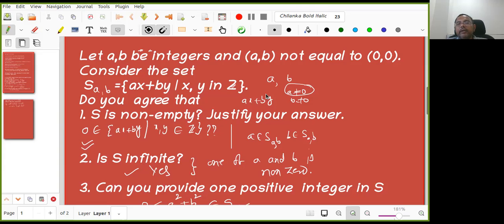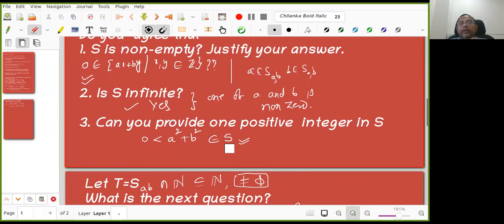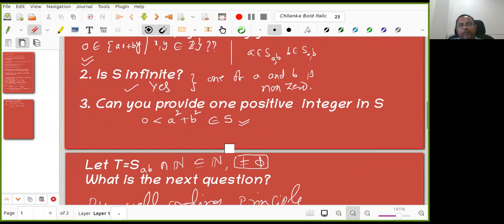If a is greater than 0, then what can I choose for x and y? You can choose x equal to 1 and y equal to 0. Yes. If a is less than 0, then we'll have to take a bigger number for y. I do not know about b, right? So think about it. I think many of them understood. You also think about it. What I want to say is that you need not restrict to a squared plus b squared. I just asked for one positive element, but one can give many.